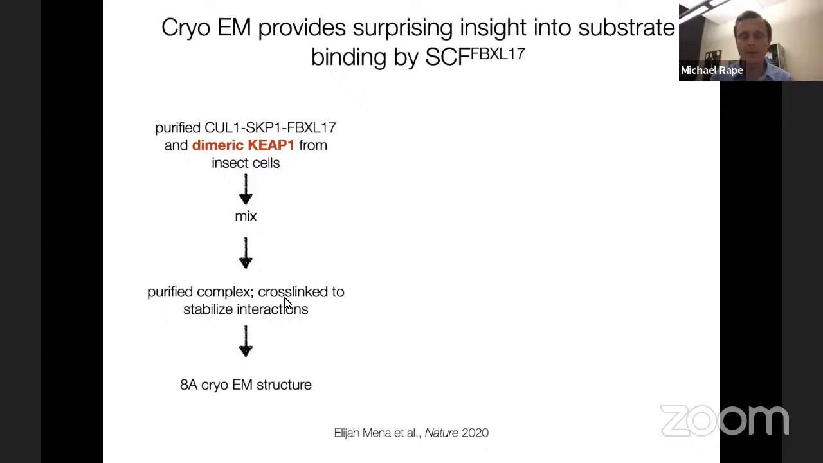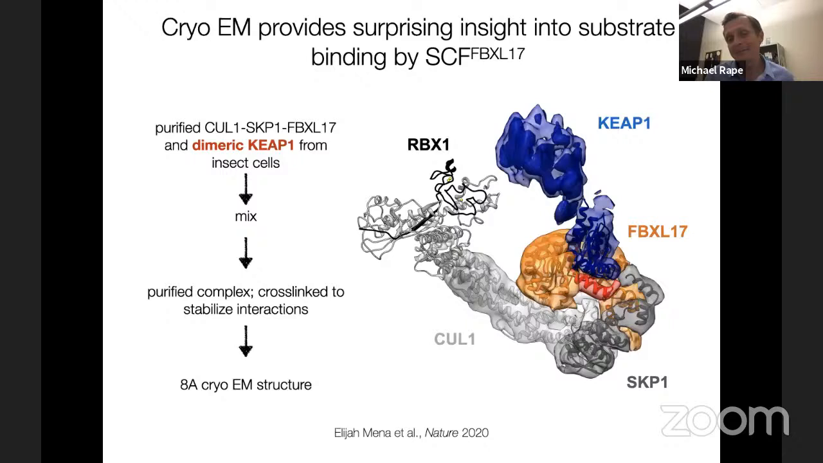We mix the substrate with the enzyme, stabilize it, and then solve a fairly low-resolution cryo-EM structure. But it actually had many interesting features. The most striking features, two of them: one was we saw the enzyme in orange here, FBXL17, binds to the BTB domain in KEAP1. That was nice. We saw our specificity was correct. But the catalytic core of the enzyme is here, and that actually is exposed to a completely different domain of the substrate. So this is an example where an E3 ligase binds one domain, but actually ubiquitylates another domain.